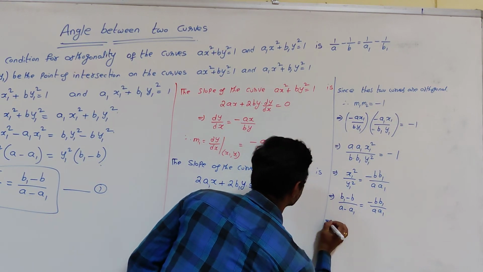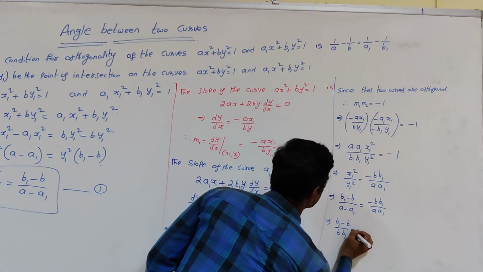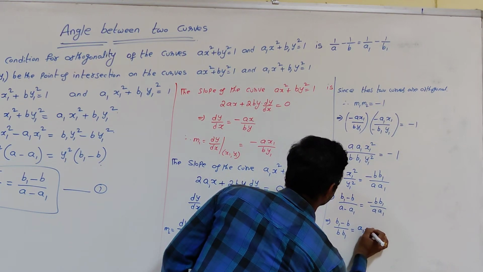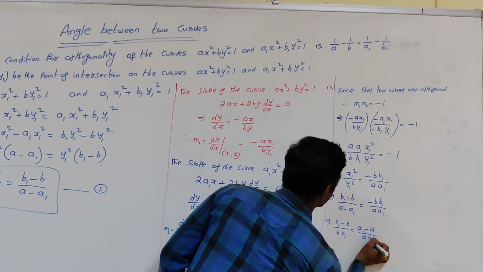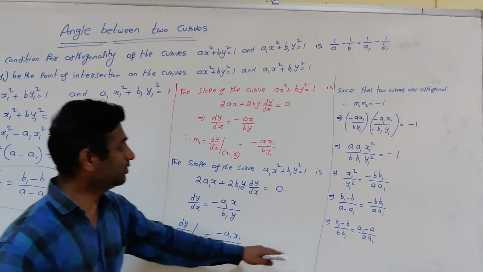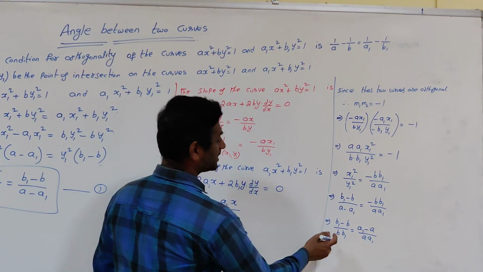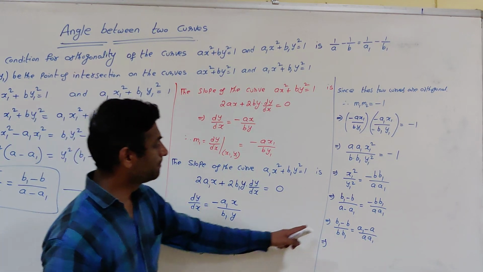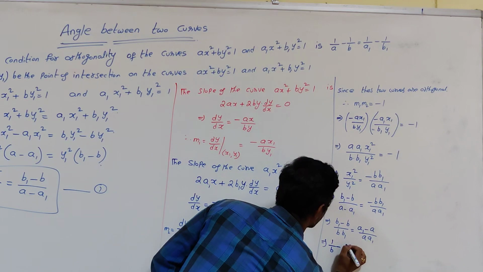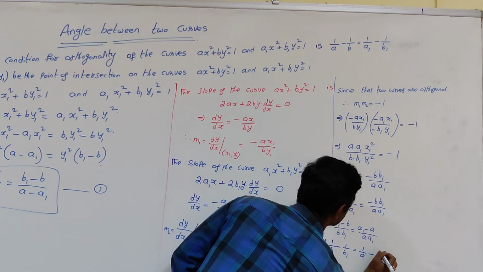And take the cross product from here. (b1 minus b) by b1 is equal to (a1 minus a) by a1, because minus of (a minus a1) gives a1 minus a. Now simplify. As the denominator is the same, we can separate the numerators. b1 by bb1, it is 1 by b minus 1 by b1, is equal to 1 by a minus 1 by a1.